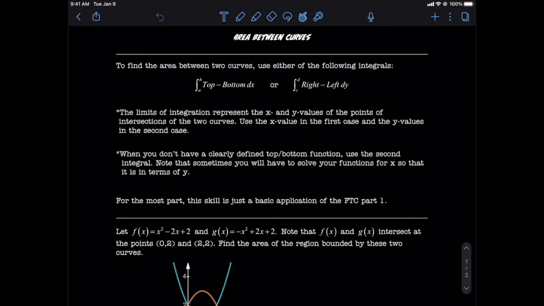The basic process is very simple. Just define your top curve, define your bottom curve, and then use the fundamental theorem of calculus to evaluate the integral. Now, I could flap my gums at you all day, but nothing supplants the power of practice. So let's take a look at our example problem below.